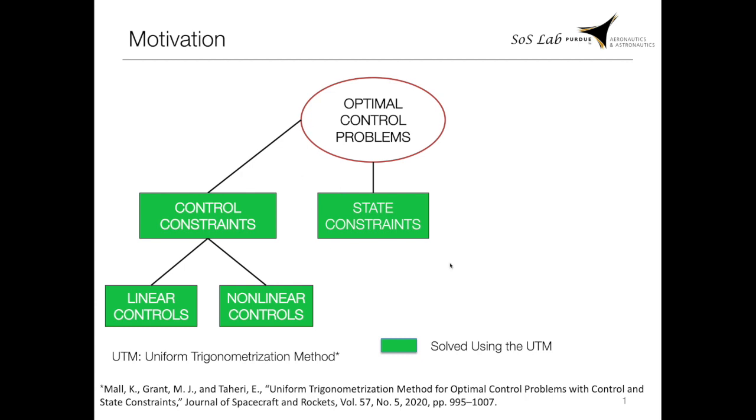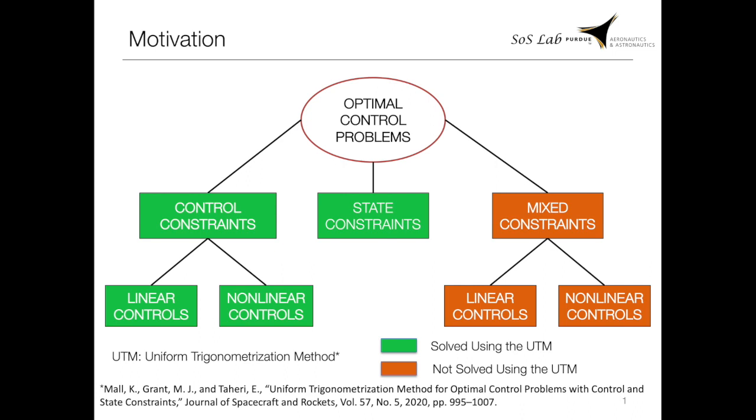But there is a very unique set of optimal control problems that have not yet been solved using the UTM, and these are the mixed constraint problems. As the name indicates, a mixed constraint expression comprises both the states and controls.